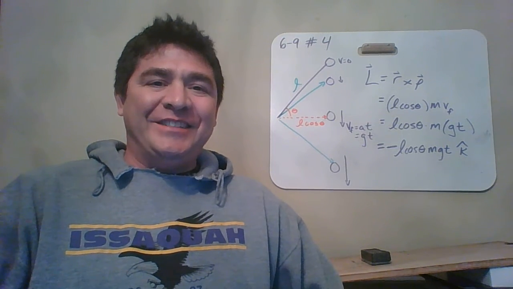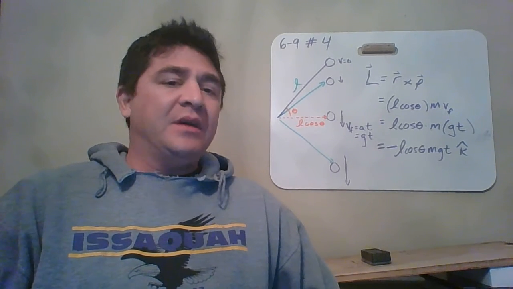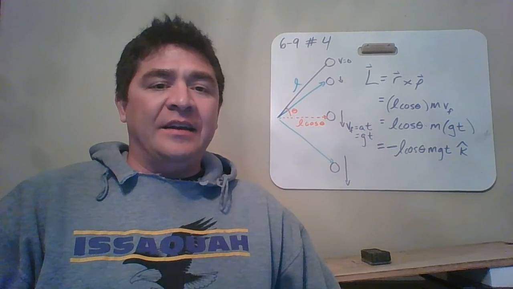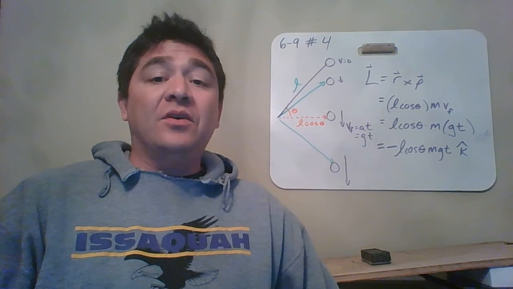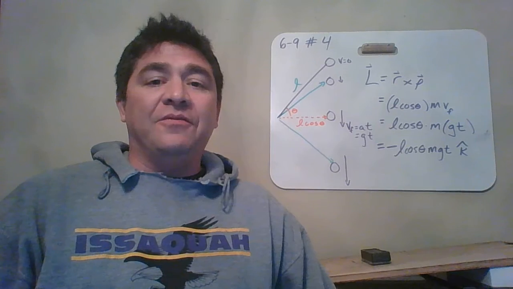Okay, here we go. 6-9, number 4. There's a flagpole. There's a ball on the end of the flagpole. The flagpole is a length L at an angle theta initially. And then the golden ball at the top of the flagpole decides it's going to wiggle loose and fall.